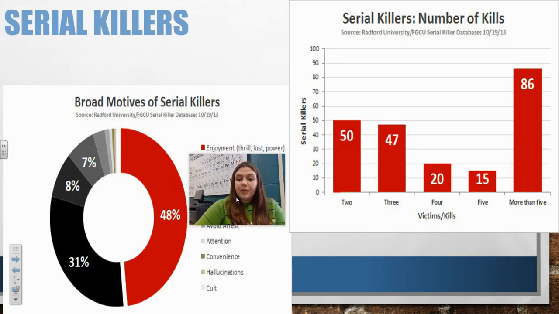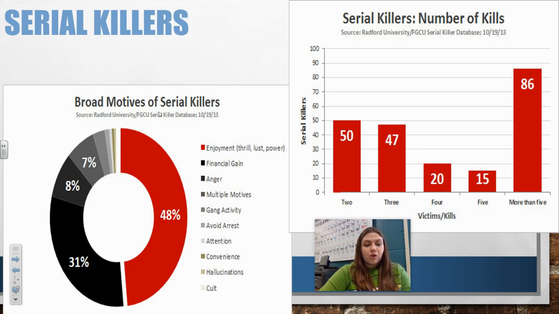Now, broad motives by serial killers. Most of them kill because they like it. Most of the time we're not talking about people with real motives. We're talking about people that have issues that just wanted to murder someone. That's why they're so much harder to catch, because there isn't a motive. I don't know how to catch a person that's just killing because. So most of them for the enjoyment.